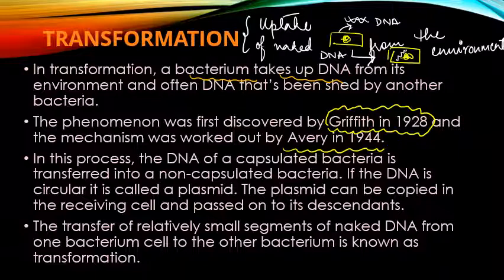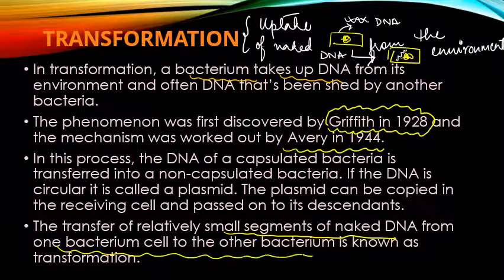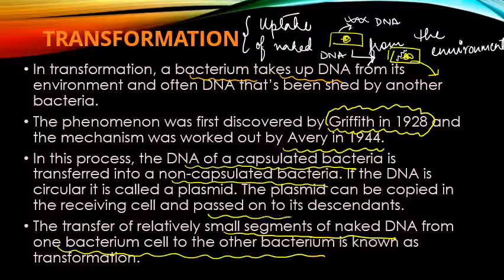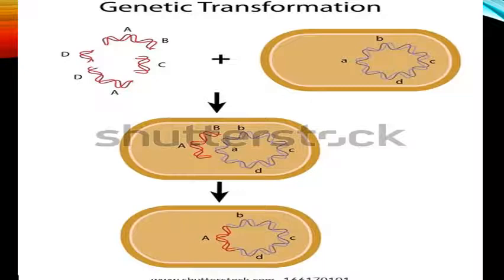So basically what is this process? I already told you, small segments of naked DNA are transferred from one bacterial cell to another. Once this DNA is taken up by a bacterium from the environment, it is then transferred to other bacterial cells. So this is how the process continues. In this process, the DNA of a capsulated bacterium is transferred into a non-capsulated bacterium. If the DNA is circular, it is called a plasmid. The plasmid can be copied in the receiving cell and passed on to its descendants. So we'll see a diagram for better understanding.